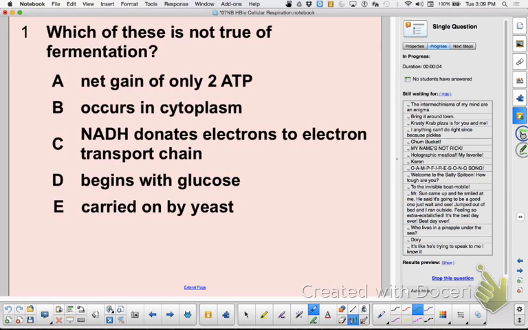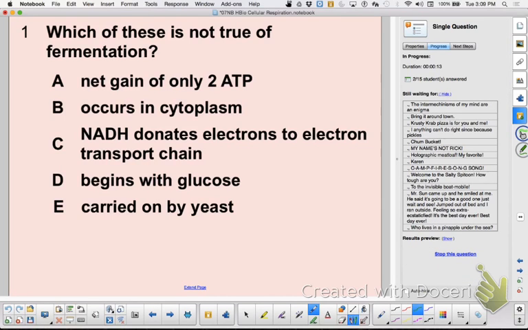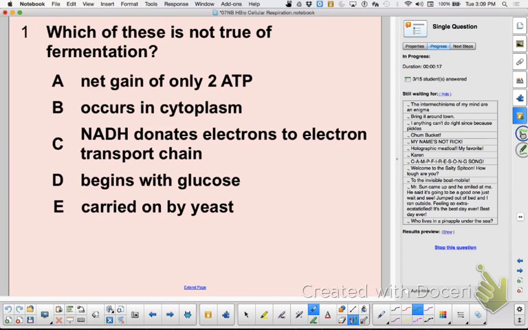Which of these is not true? So that's saying all of them are true except 1. All of these are true except 1.